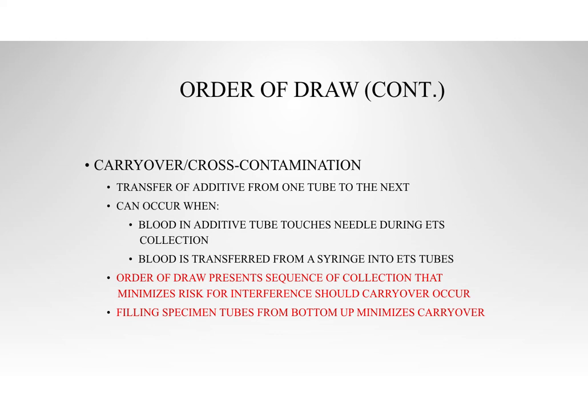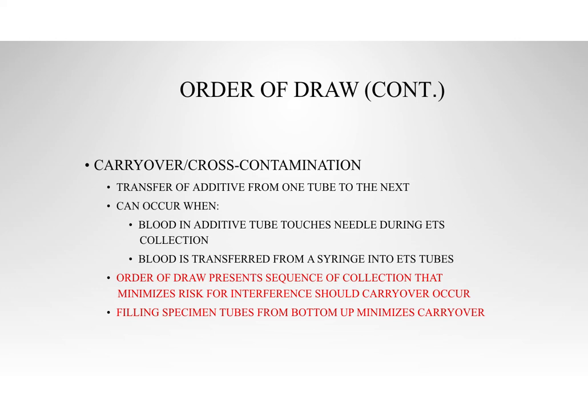It's important to remember that we draw these in that order because we want to avoid carryover and cross-contamination from one additive of a tube to the next, okay? So what happens is blood in the additive tube will touch the needle, that multi-sample needle with the rubber sleeve, and then get additive on it. And then you take that one and put it in another tube, and then that one gets that additive, right?